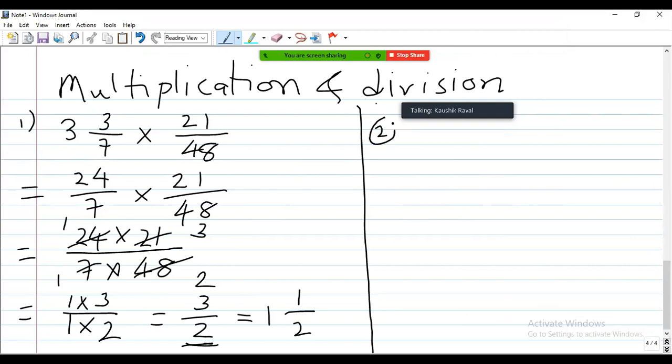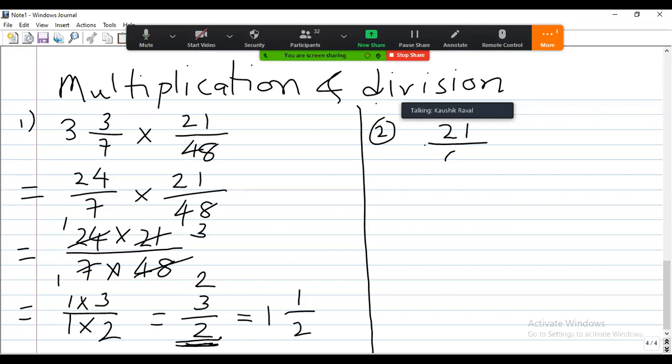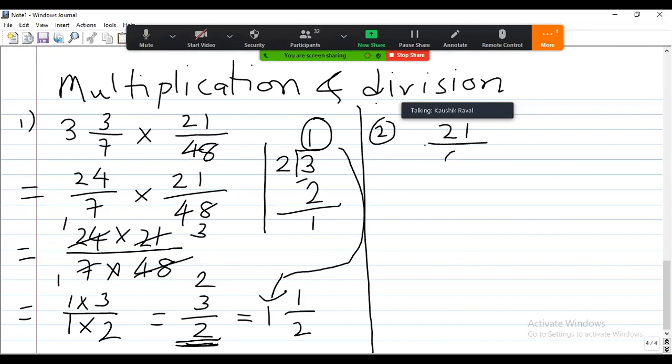Okay, and we will take one more example of division. Sir, I don't understand the last step, where you get one whole, one half. This is an improper fraction. To convert an improper fraction into a mixed fraction, what do we do? We divide 3 by 2. Two ones are two, three minus two is one. So your quotient becomes your whole number, the remainder becomes your numerator, and the divisor becomes your denominator. Sir, this example we have to write in our notebook. Yes, you have to write it.